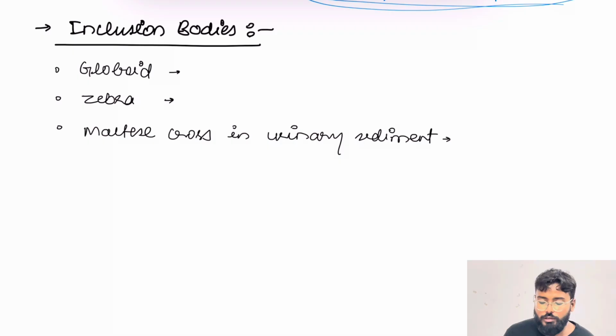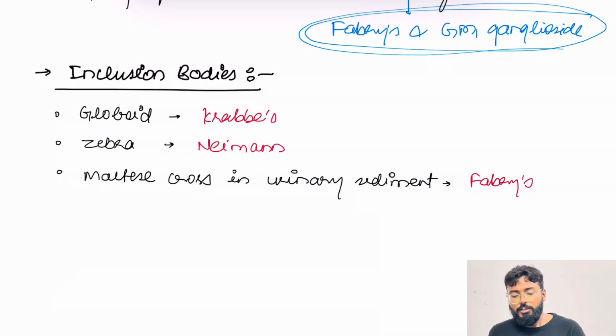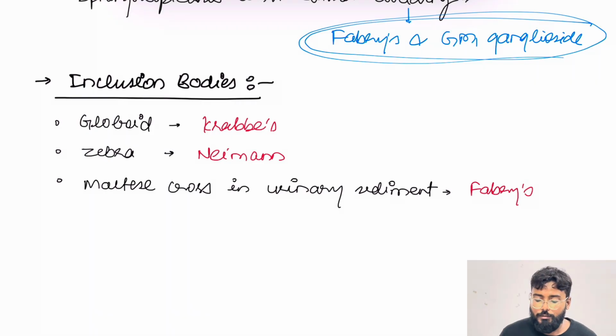One more important thing that is very helpful in differentiating these different sphingolipidosis is your inclusion bodies that you are going to see. So the globoid you are going to see in case of Krabbe's. Zebra bodies you are going to see in Niemann-Pick, and Maltese cross is going to be seen in Fabry's. So this was all about sphingolipidosis.